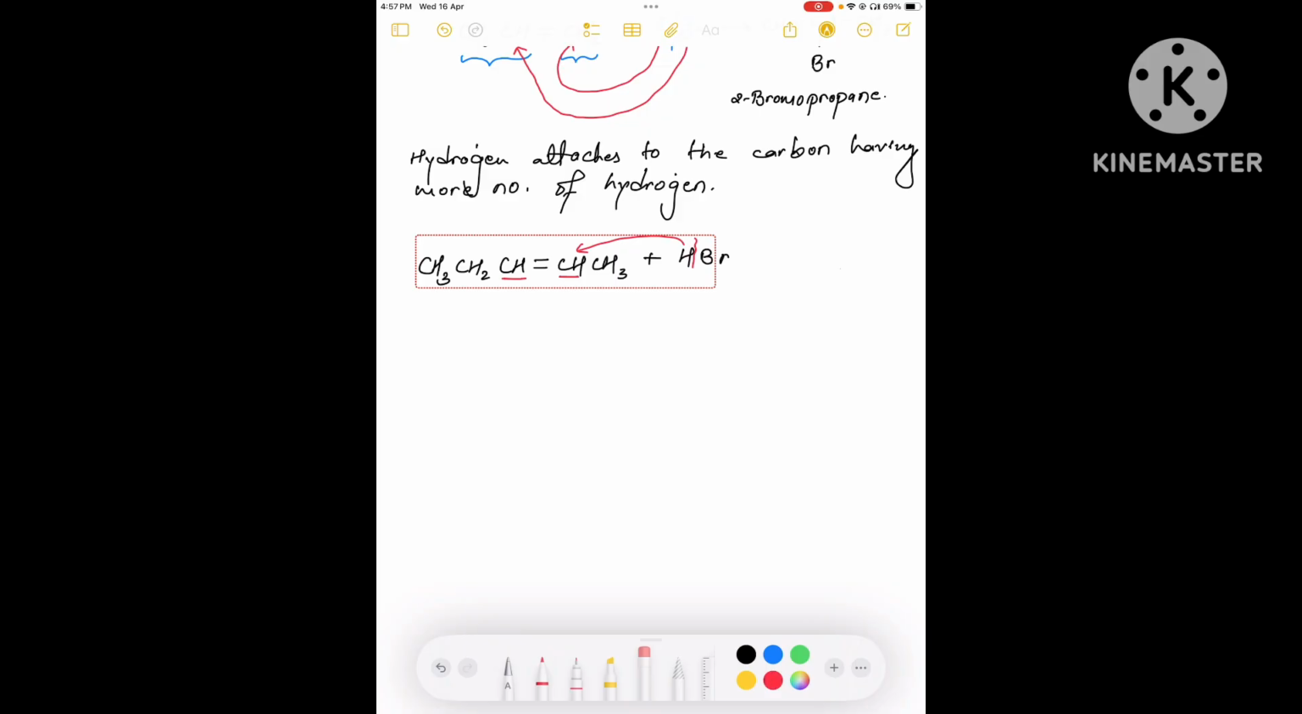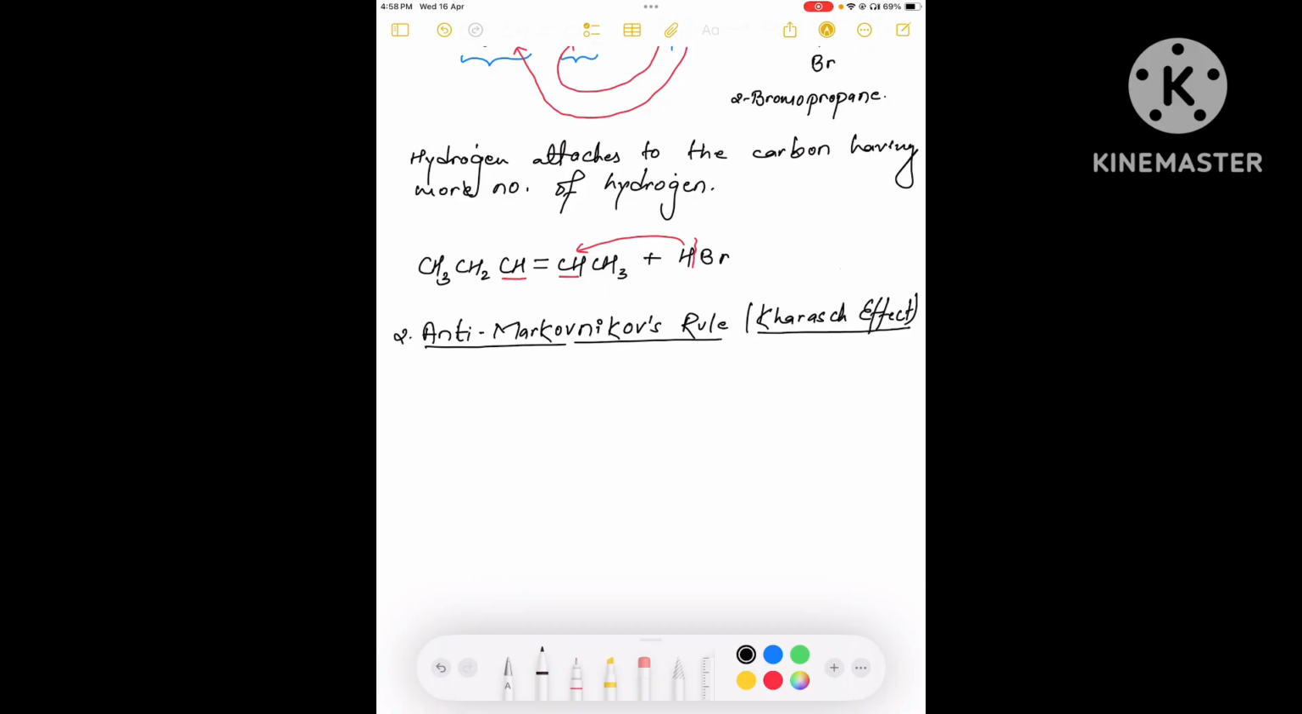Now let's move on to the anti-Markovnikov rule. That is our number two. Anti-Markovnikov rule, or we also call it the Kharasch effect.